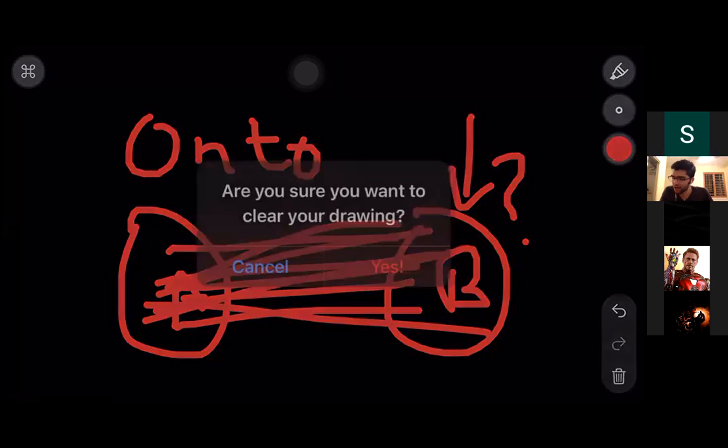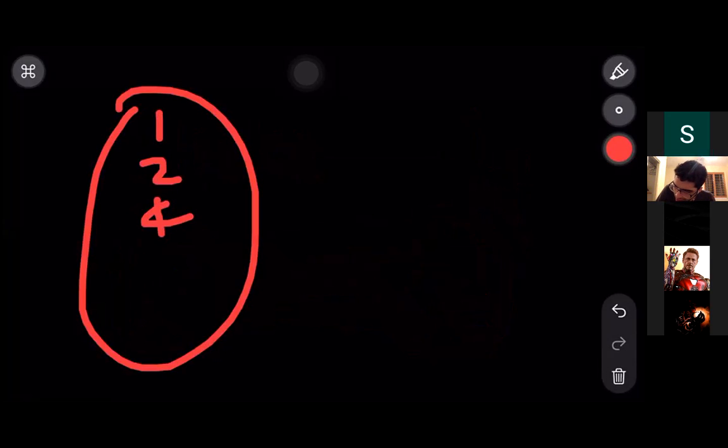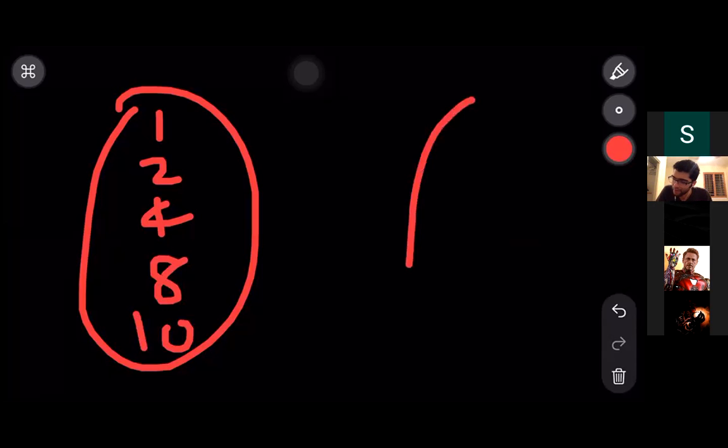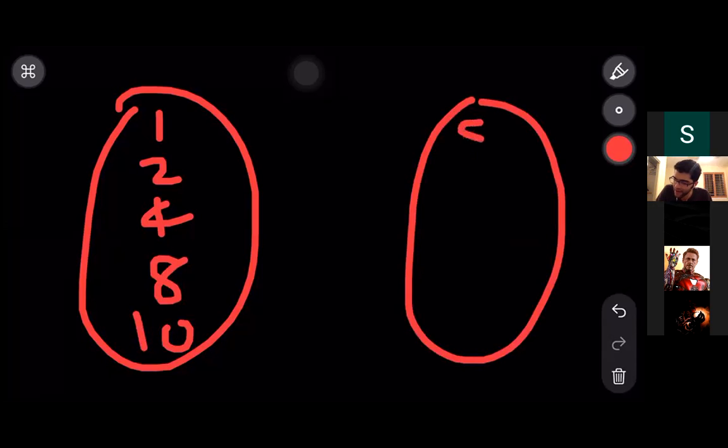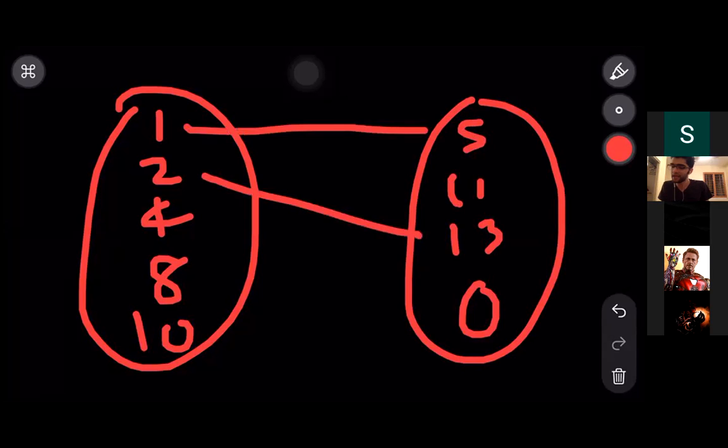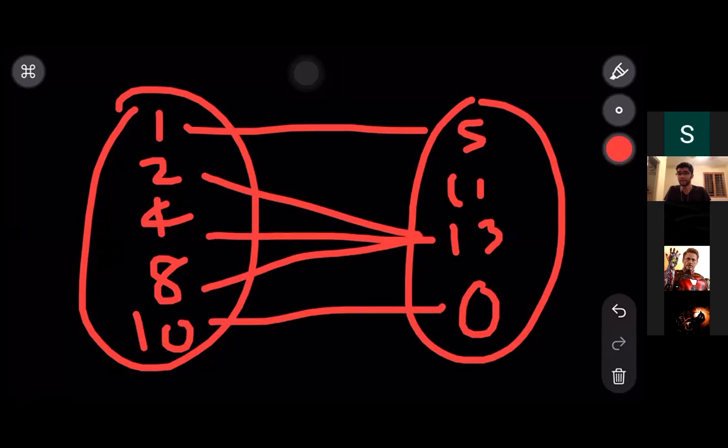Okay, so without any crazy examples, let us just have this set 1, 2, 4, 8, 10, just a collection of numbers, and let me have another collection of numbers here: 5, 11, 13, and 0. We don't have to define what this function is doing, but let us say that 1 is mapped to 5, 2 is mapped to 13, 4 is also mapped to 13. Now this function is not 1-to-1 because two numbers have the same image. This is not allowed in a 1-to-1 function. It's still a function. Let's say 8 is also mapped to 13, and 10 is mapped to 0. This is a totally legal function.